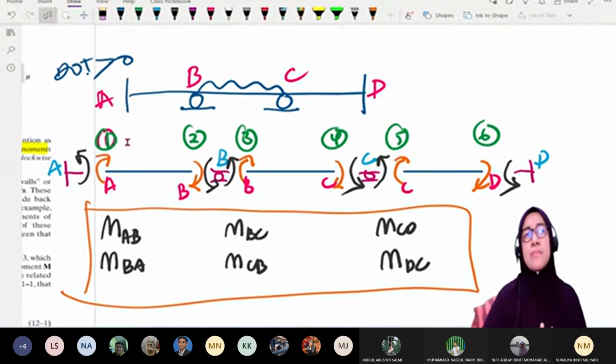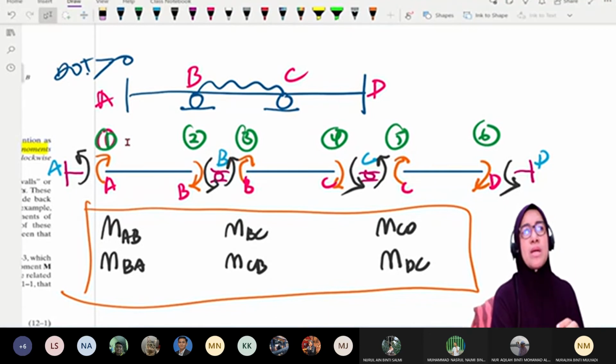Ni konsep-konsep dia. So yang those yang very new tak faham lagi tak apa. So dengar dulu the important terms yang saya sebut, nanti bila kita move to example you akan faham. Okay, so yang ni member end moment, the internal moment yang 6 ni kalau ada 4 element dia akan jadi 8. Sebab 1 member ada 2 ends.